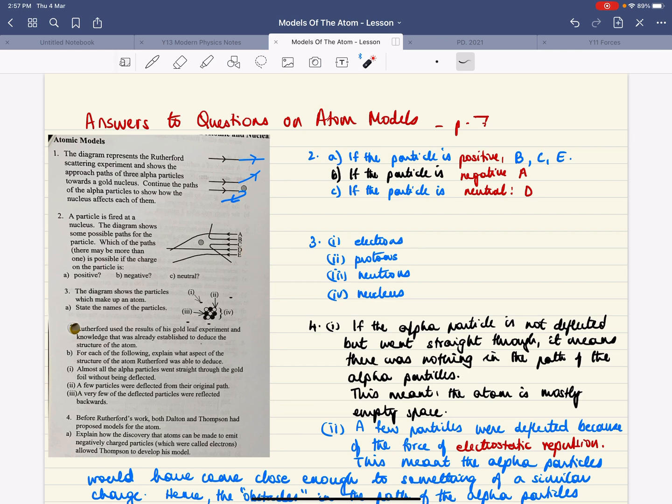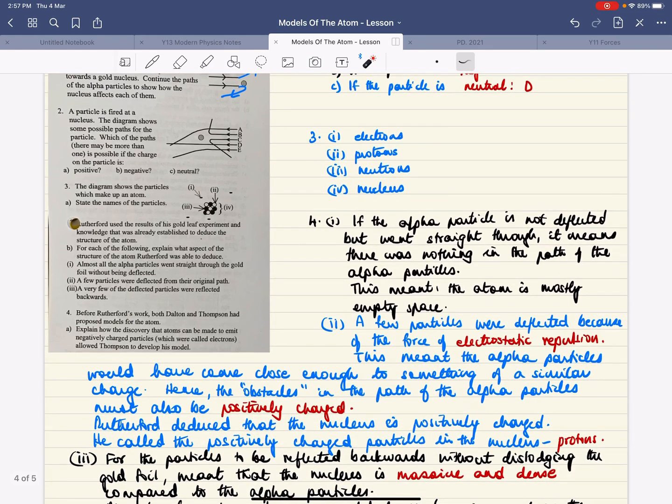Okay, question 3. So just label all the particles that make up the atom. The negative charges are the electrons, these are your protons, the other ones are your neutrons, and the whole thing here is your nucleus. Okay, then the next one here.